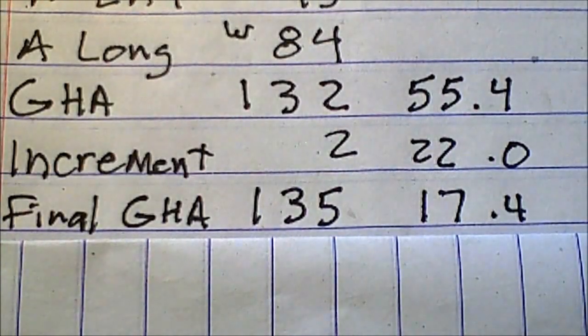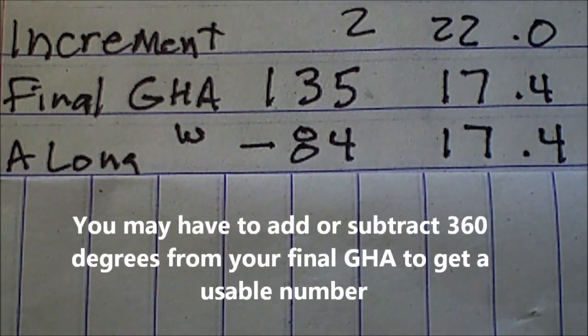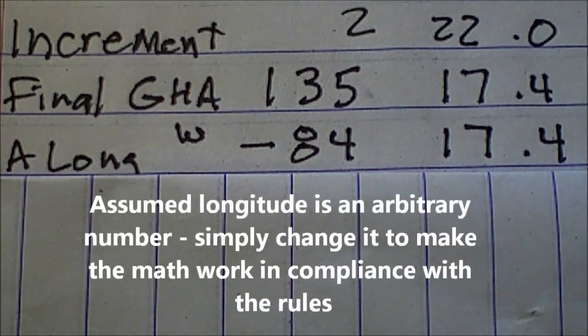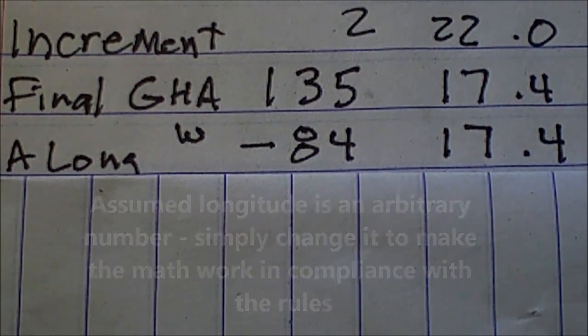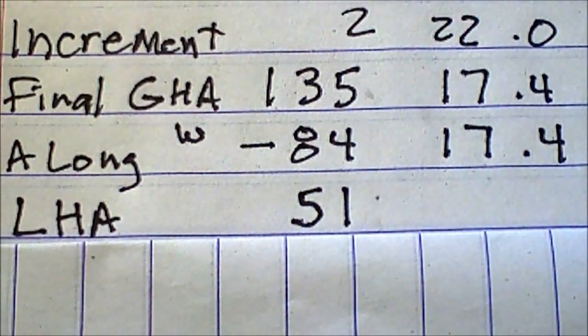Our next step is to add or subtract our assumed longitude with our final GHA. In the Eastern Hemisphere, you add. In the Western Hemisphere, you subtract. Since we are in the Western Hemisphere, I'm going to subtract that west assumed longitude from my final GHA. But there's a wrinkle. LHA has to be a whole degree. So that means I have to change my assumed longitude. I'm simply going to move down that 17.4 minutes to my assumed longitude, and that gives me an LHA of 51 degrees.